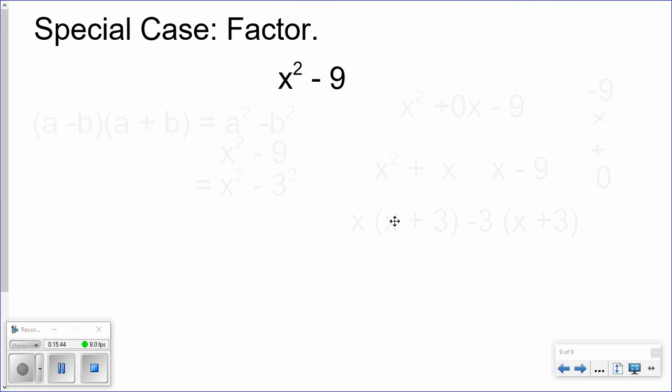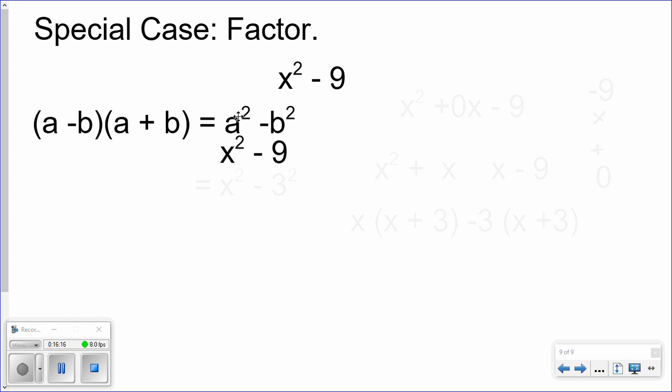And then the last thing is just special cases. So we have x squared minus 9. We have to factor it. Now this, like we said, is a special case. This is called the difference of squares because you're doing a square, x squared. It tells you it's squared. And then 9 is a perfect square as well. So if you remember, this was a special case. A minus b times a plus b will give you a squared minus b squared. We have that. We have the first number squared and the second number squared.